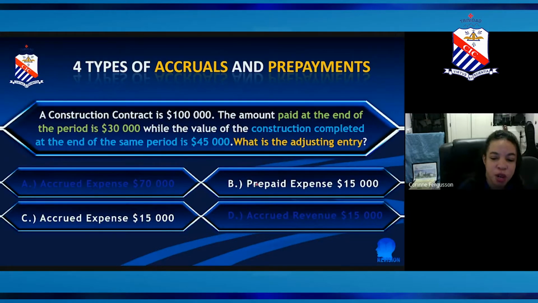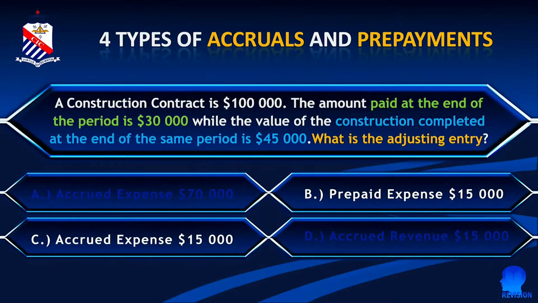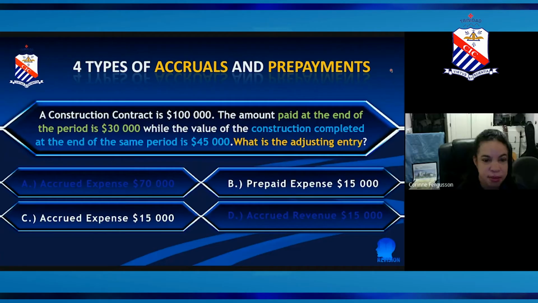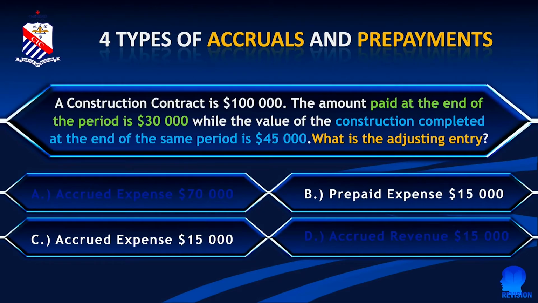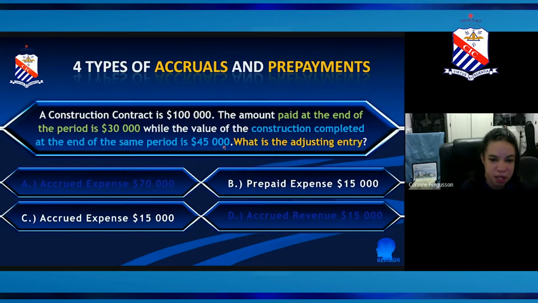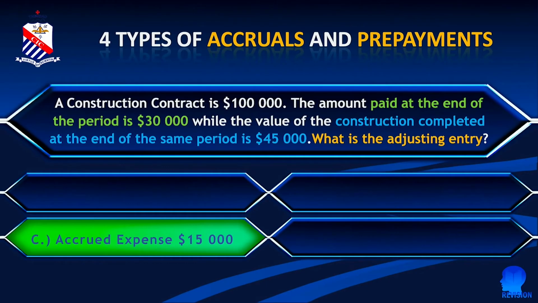So now you have two options. You just have to compare the two. Is it a prepayment or is it an accrual? Can I quickly get which one, B or C? C, miss. C, right, because the amount paid was less than the amount incurred. You were supposed to pay this, you only paid 30,000, which means you're still owing 15,000.